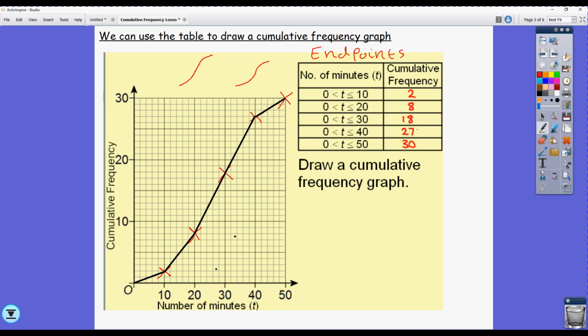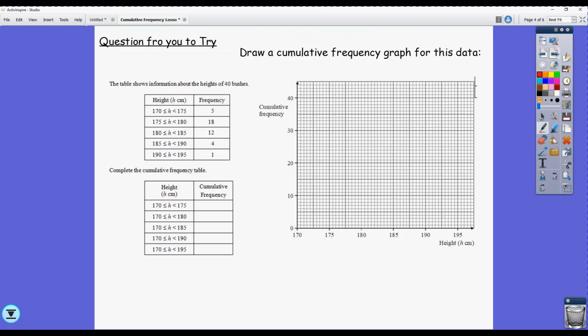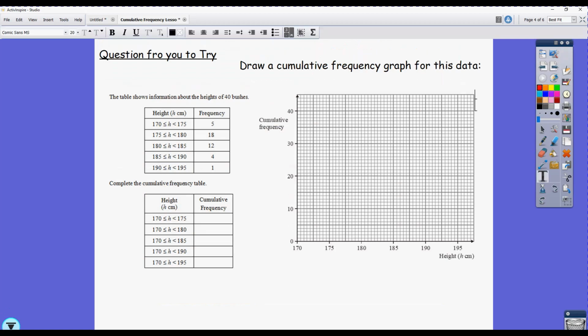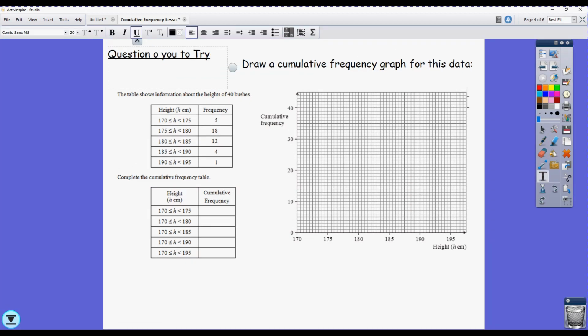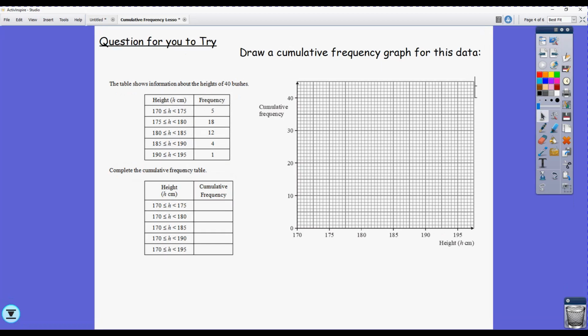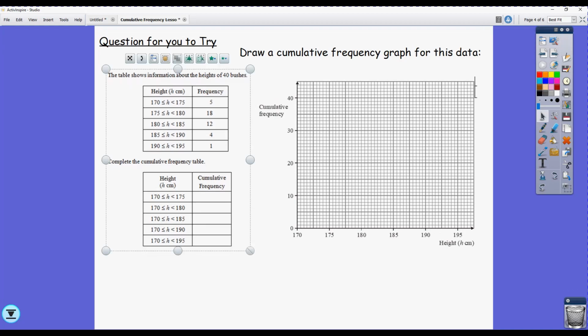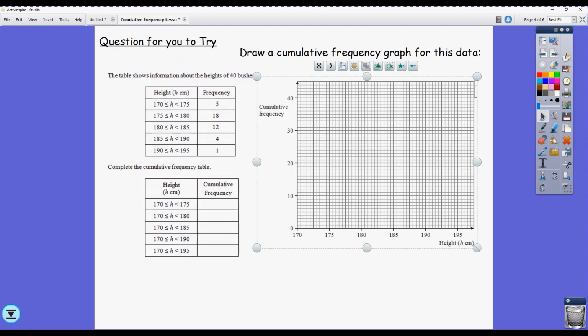So that's our cumulative frequency table and our cumulative frequency graph. So what I'd like us to do is, you have this on your sheet, so you can either do it in Word, or preferably print it out, because that's more like what you'll have in the exam. I want you to fill in the cumulative frequency table, and then draw the cumulative frequency graph.